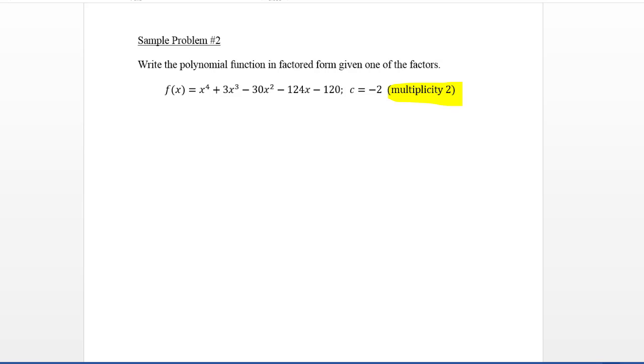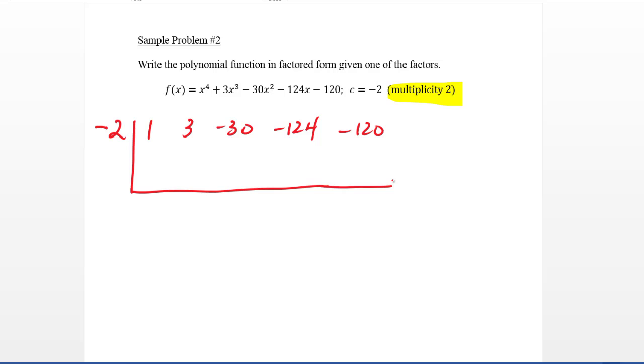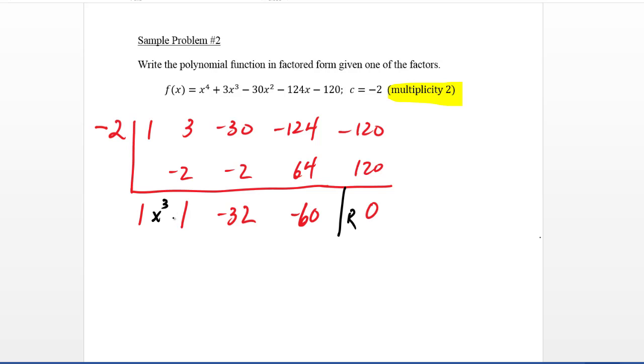So let's go ahead and set that up on the first one and get started. And you can see here I've used the -2 to set up the synthetic division with the given coefficients of the polynomial function. I'm just going to work that down right now. And as it should come out, since we're being told that -2 is a factor, we should end up with a remainder of 0. And then the depressed polynomial is going to be x to the third, x squared, and an x.